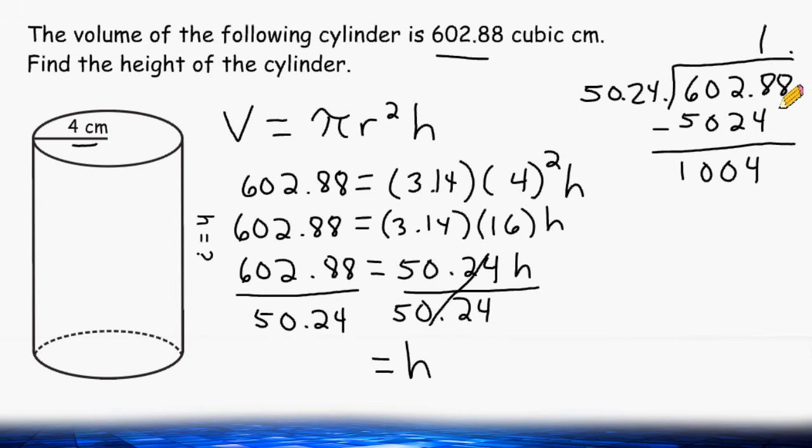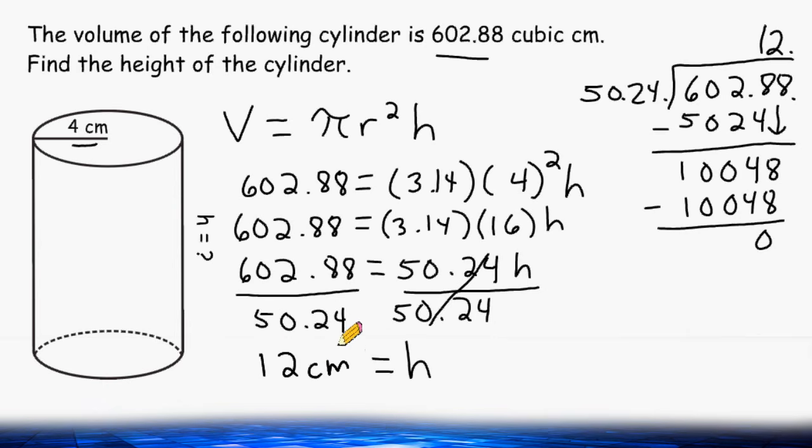Next, we bring down the next digit, which is an 8, giving us a value of 10,048. And 5,024 fits inside 10,048 exactly 2 times, leaving us with no remainder. So now we know what the height is. The height is equal to 12 centimeters. And that is how you can find the unknown height of a given cylinder if you are given the radius as well as the volume.